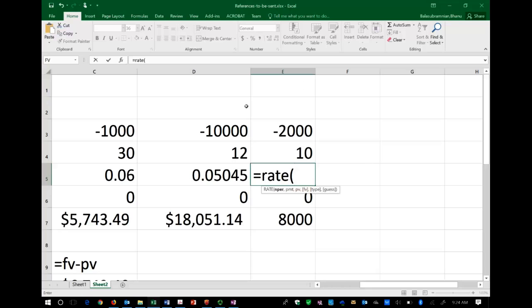Rate, so number of periods, payment is 0, then present value, future value, and type is 0. My return is 15%. Is everybody getting this number?